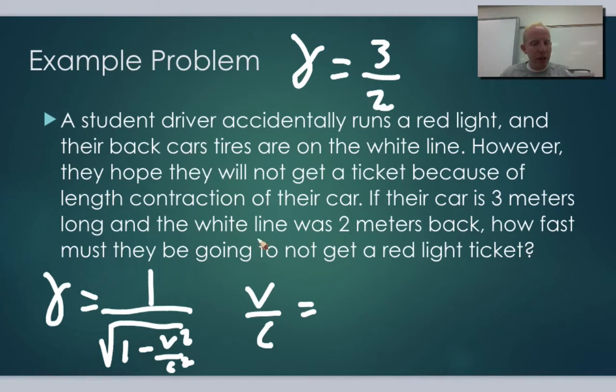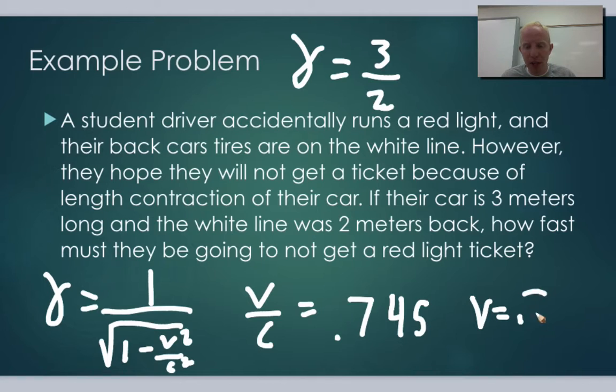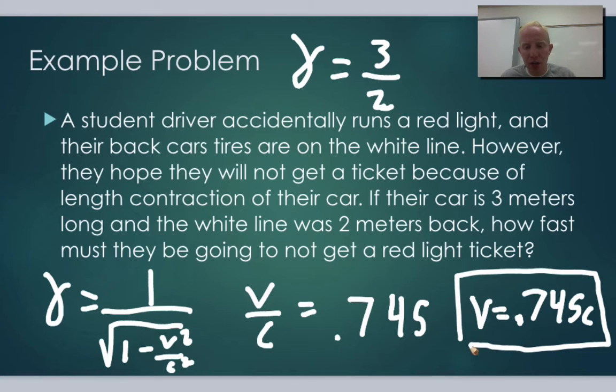Okay. So at this point, I'm just going to plug it into my calculator. And when you plug that all in, and when all is said and done, you get that v over c is 0.745, or in other words, v equals 0.745 times the speed of light. Okay? So, unless you were traveling at 0.745 times the speed of light, that student driver does still get the red light ticket, and they probably would still get a speeding ticket if they were going that fast anyways. All right, anyways, let's move on.